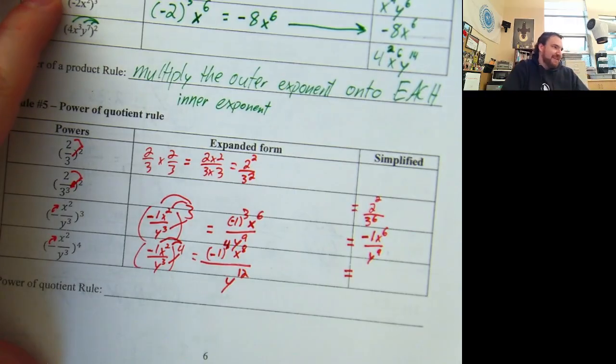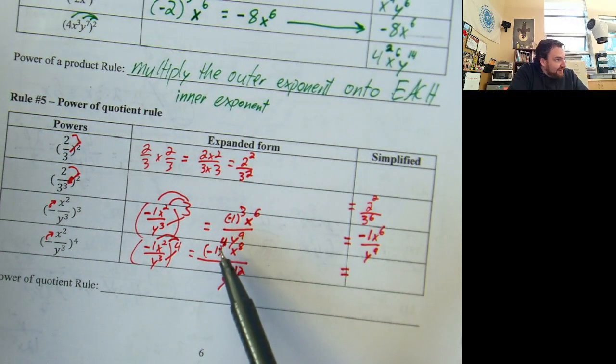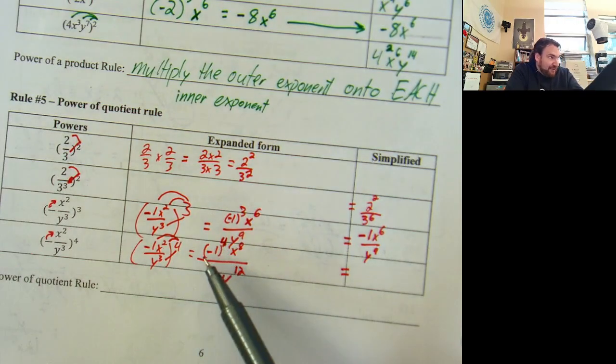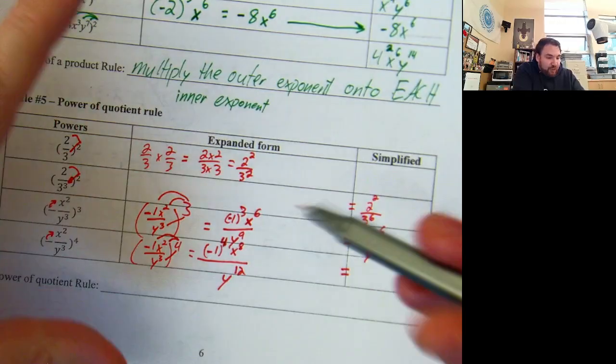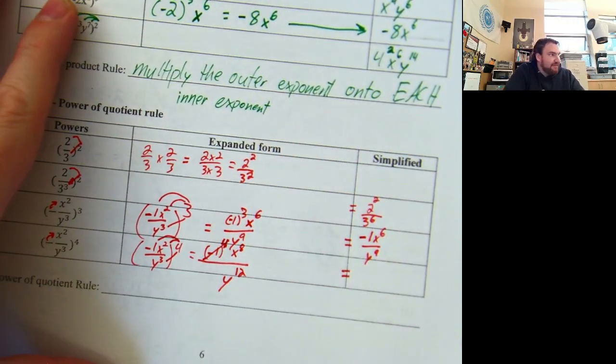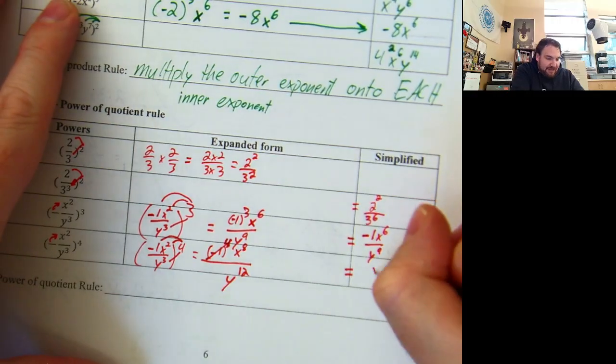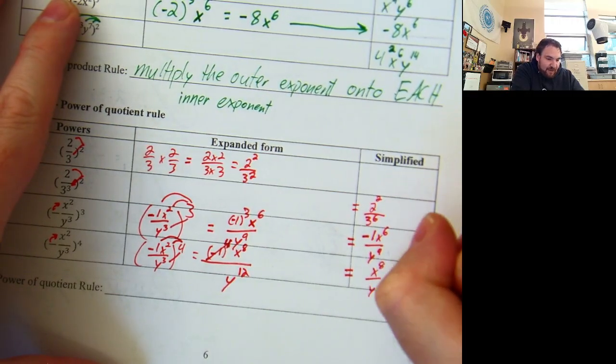It's not negative 1. I have an even number of negatives. So, William, negative 1 times negative 1 is? A negative times a negative is? Positive. So negative 1 times negative 1 is 1. 1 times negative 1 is negative 1. And then negative 1 times 1 is back to positive. So if it's positive 1, we can just get rid of it. And I'm going to be left with x to the 8 over y to the 12.